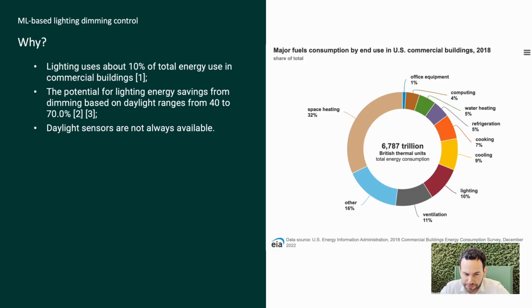So, why? Lighting uses about 10% of total energy used in commercial buildings. This plot is for the US, but around the world it is around this percentage and sometimes can be much higher, up to 40%, depending on the building. Then the potential of saving energy by using dimming technologies ranges from 40 to 70% depending on the weather conditions. That's a very important potential savings that can be achieved.